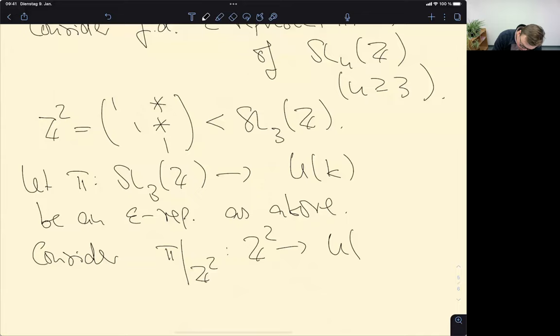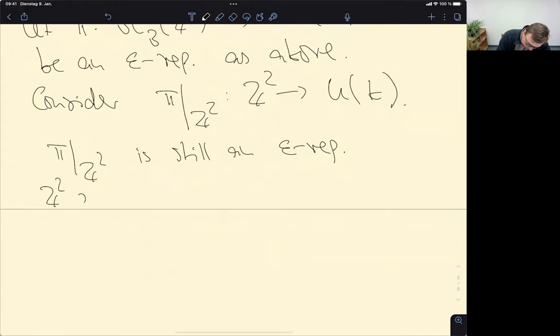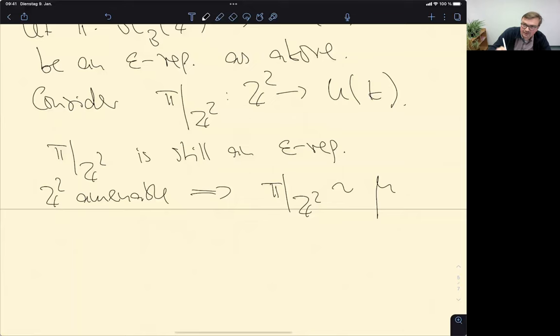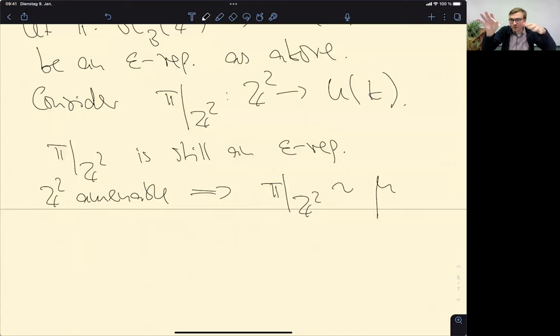And what do we know about this representation? Well, it's still an epsilon representation. So pi restricted to Z square is still an epsilon representation. And because Z square is amenable, we get that pi restricted to Z square is close to, and I will write a little twiddle to indicate that something is uniformly close. So that makes it easy to ignore all the quantitative problems, all the epsilon, two epsilon, whatever epsilon. So I'm just writing close in that sense.